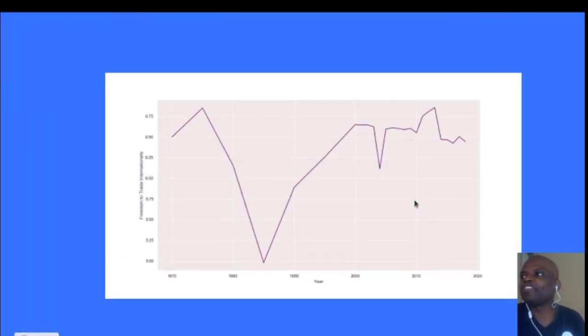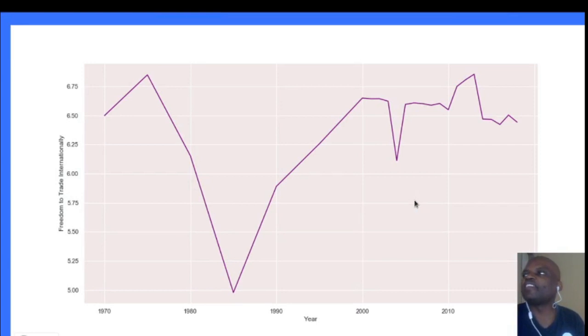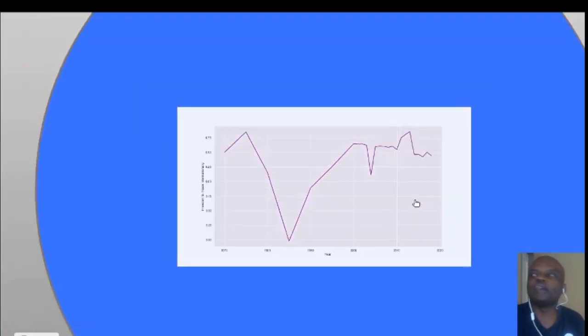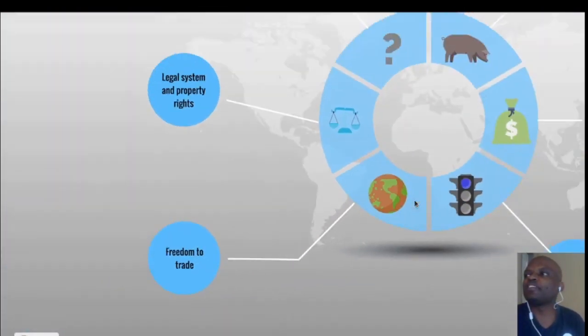The freedom to trade internationally, here in South Africa as well, is not much to speak of. It's more or less been stagnant. We haven't improved. There was a bit of improvement between 1985 and the year 2000, and since then it has more or less stayed in the same place, around 6.5. So not much has changed here.